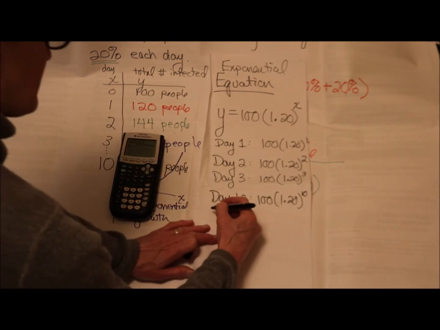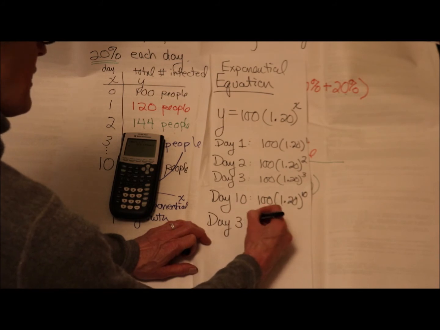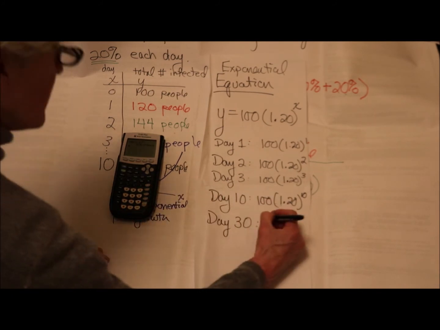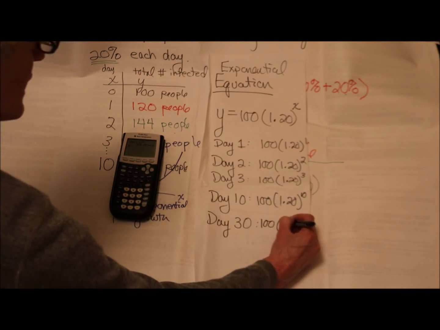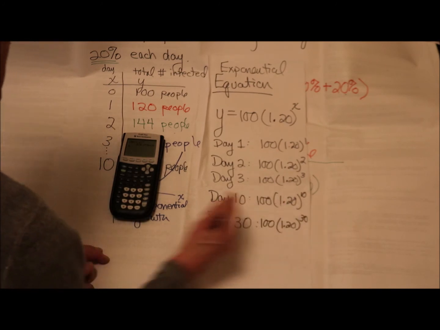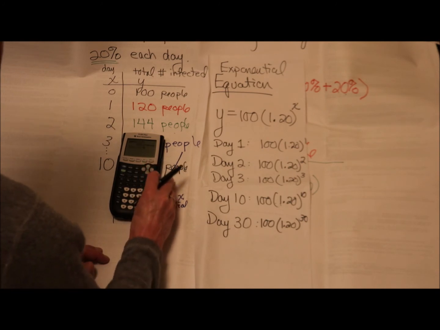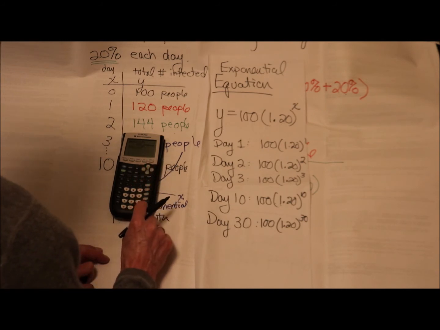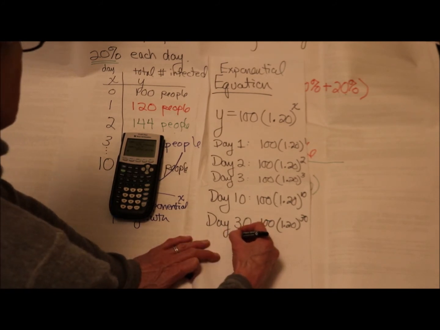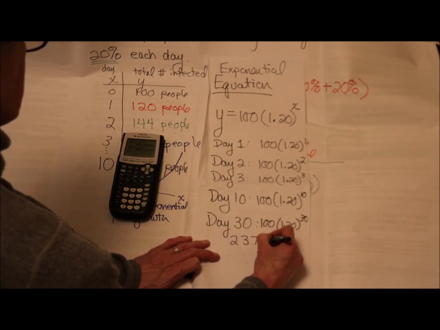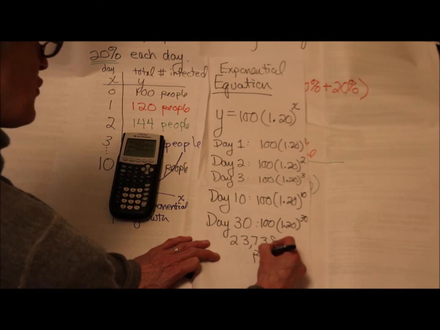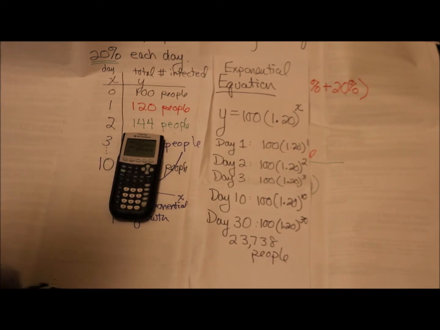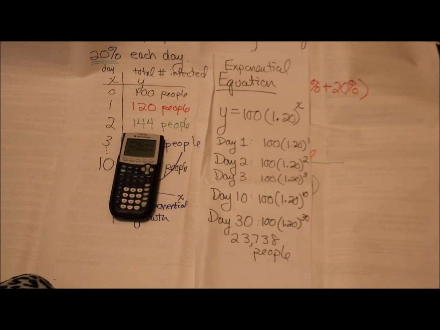Right? Let's say after 1 month, let's say day 30, I'm going to put a 30 into that exponent. And again, you're going to put that in your calculator. And holy cow, that's a lot of people. About 23,738 people. So that's the thing that's crazy about exponential growth. Right? It can move very, very quickly.